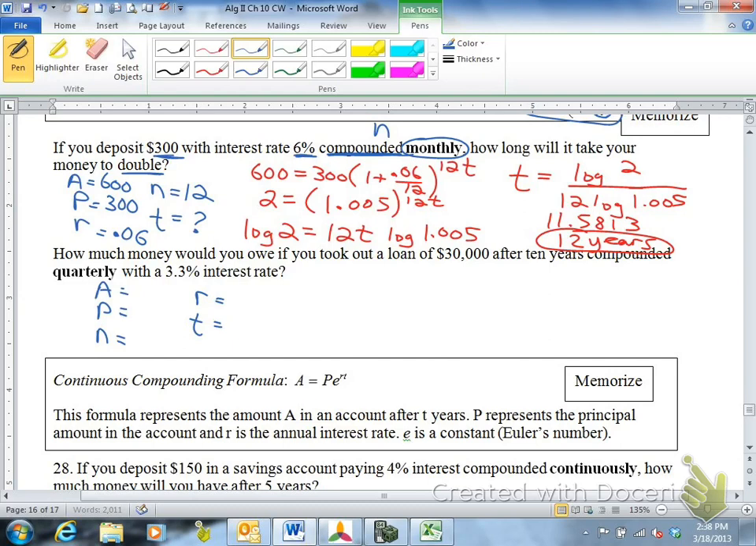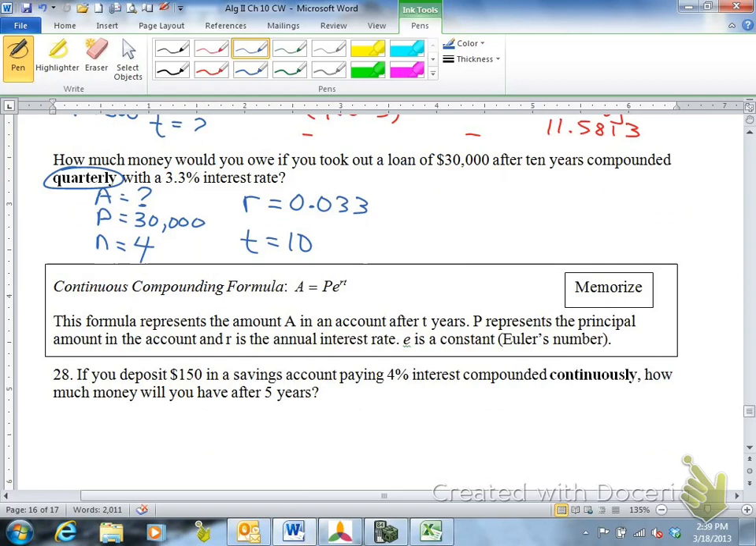So pause this video and see if you can determine what each of those variables equal. So here are all of our variables. And this one's really nice because you just have A equals 30,000, 1 plus your interest rate, 0.033, divided by 4 times quarterly. And then you have 4 times 10. And then you can type it in your calculator just like that and get the answer.